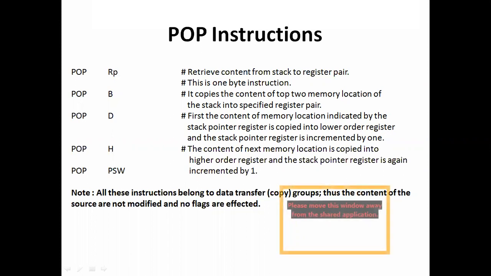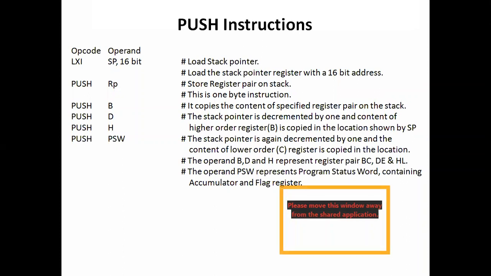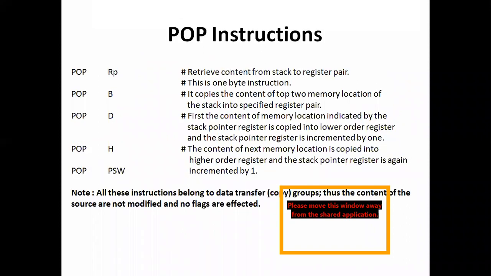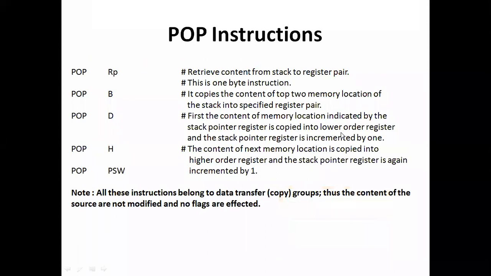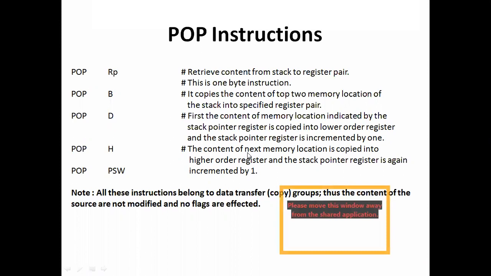Now you see, whenever we push the data, first the higher order register is pushed, then the lower order content is pushed. So whatever is pushed last has to be taken out first. That is why, whenever we do a pop operation, first the content of the stack top location, represented by the stack pointer, is copied into the lower order register. Then the stack pointer is incremented by 1, the content of the next memory location is copied into the higher order register, and the stack pointer is incremented by 1 again.